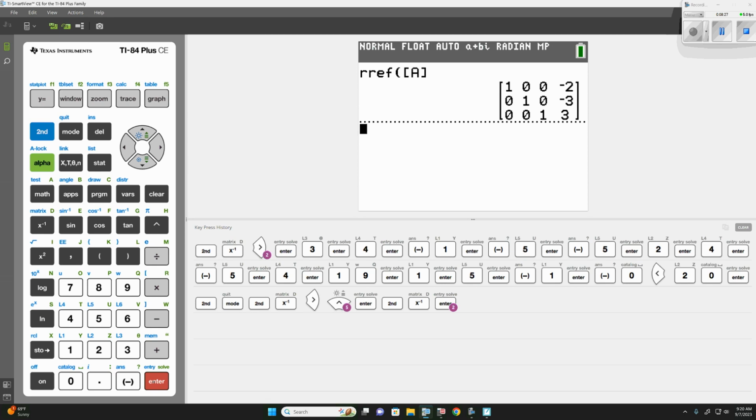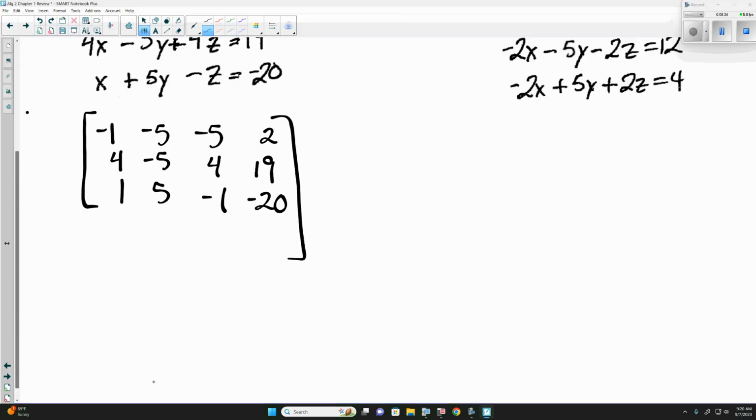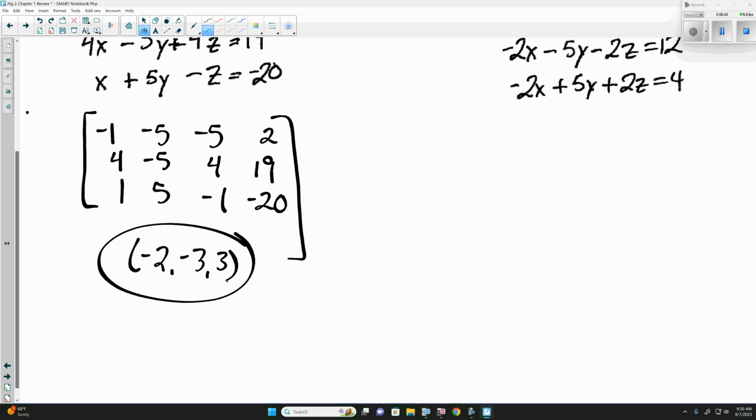Now, when we look at this here, the last column, -2, -3, 3, is the answer. -2, -3, 3. And we're going to write it in this way here as an ordered triplet, because it is the point that all 3 planes intersect.